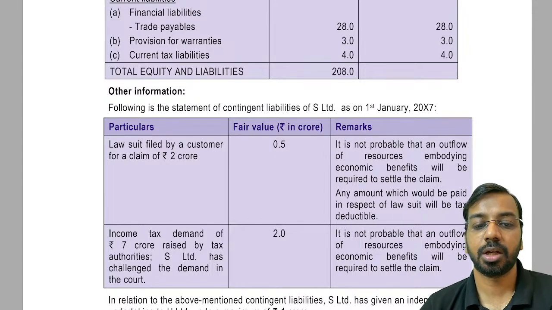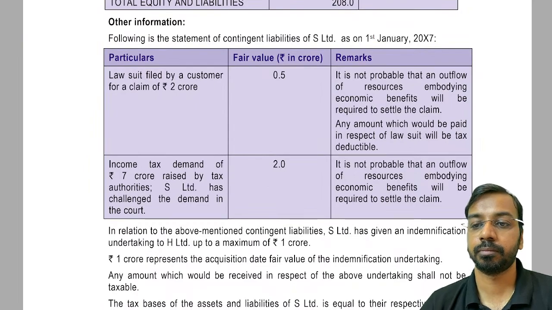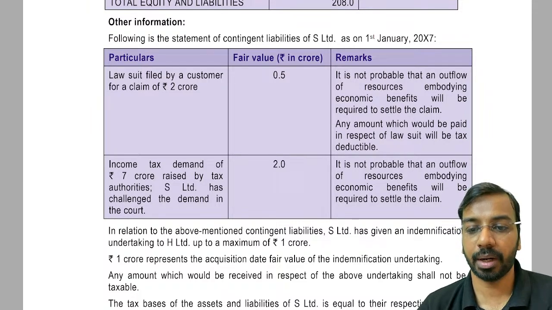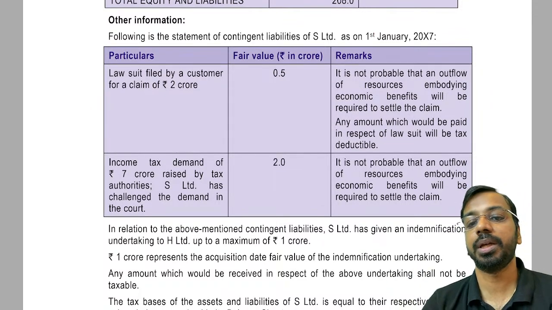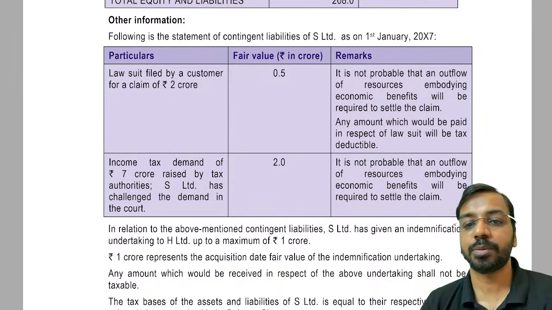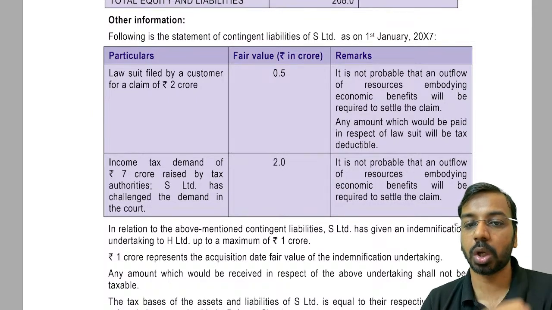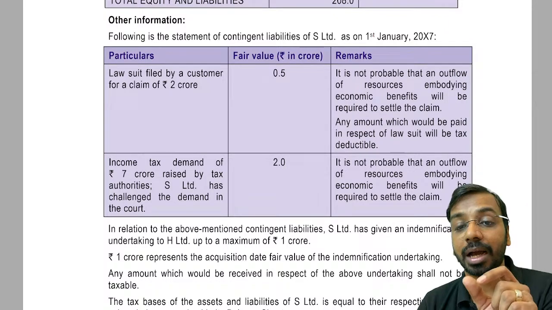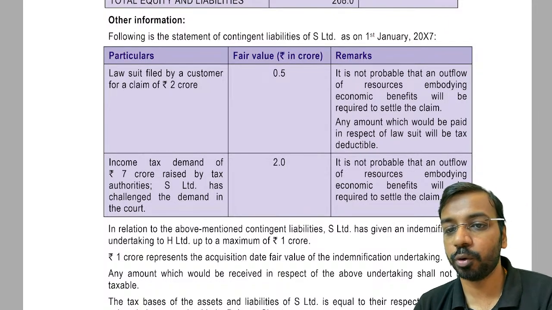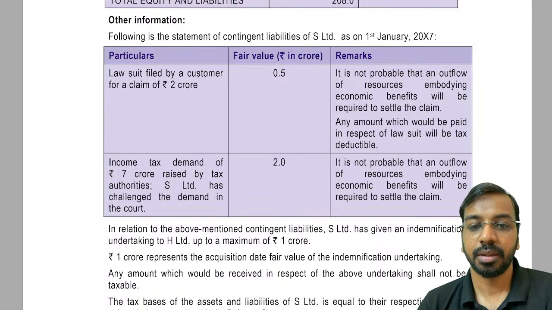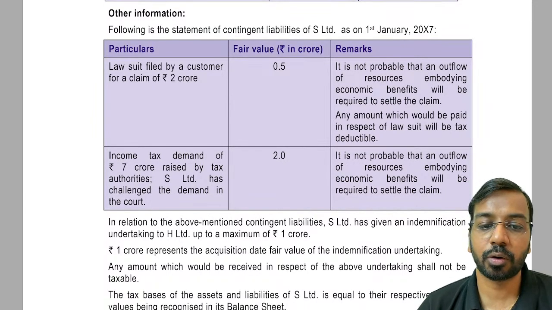What do we do when there is no outflow of resources? You will not take the entire 2 crores, correct? But the fair value of the contingent liability should be recognized, because fair value is the valuation you have done. Okay, 2 crores is outstanding, or the lawsuit is for 2 crores. But I have determined the fair value. When I have determined the fair value, then the fair value of 0.5 crores should be recognized. Are we clear?